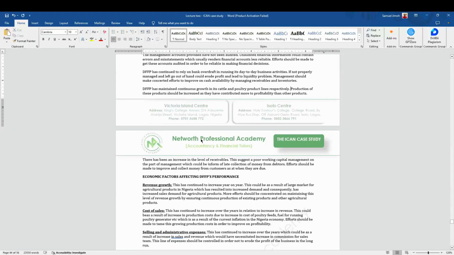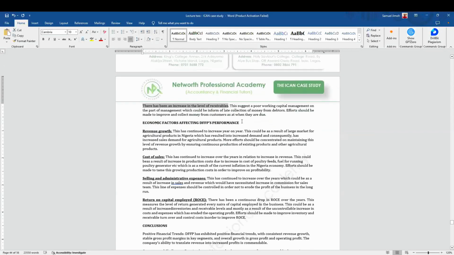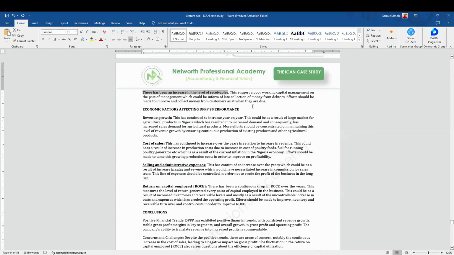And I was also skeptical about the level of receivables. Why are their receivables going very high, right? So those are the skeptical issues I identified in that case.